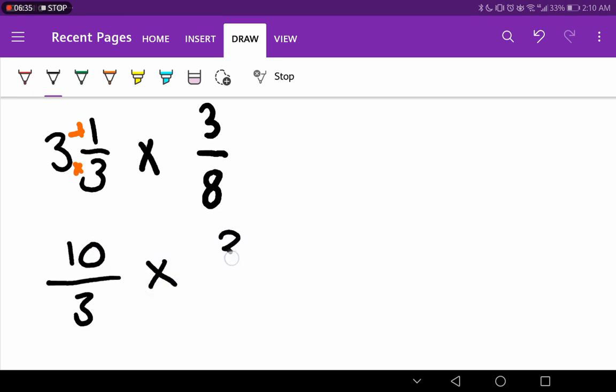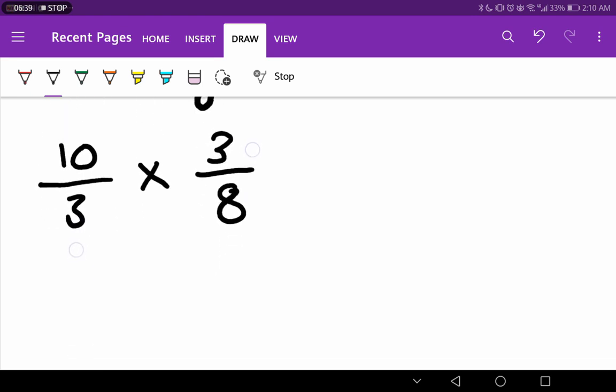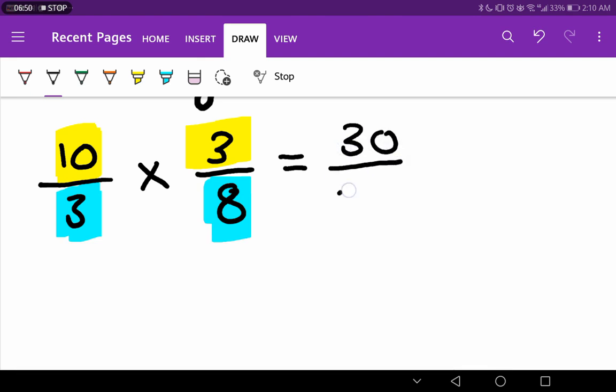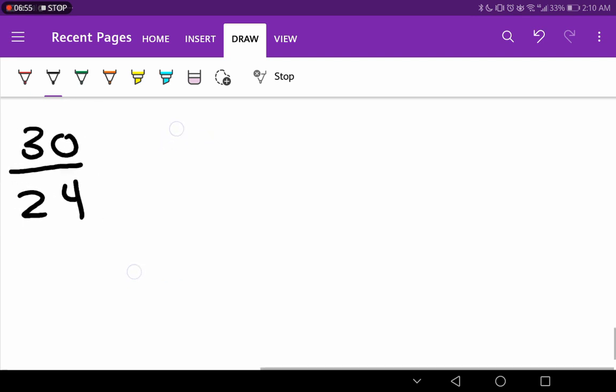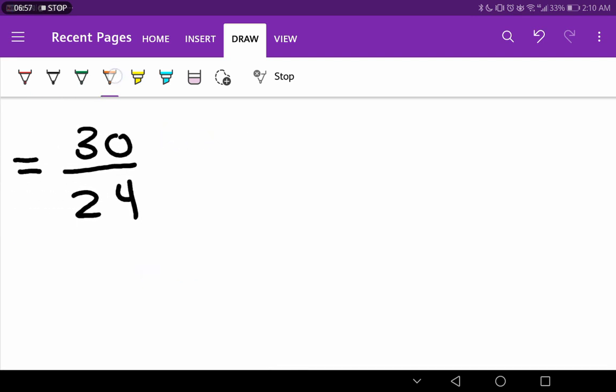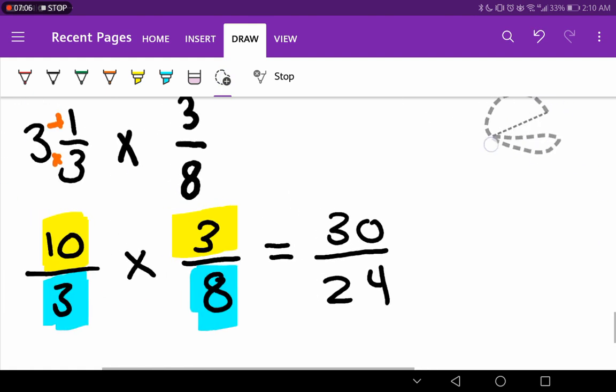Okay, now I'm ready to multiply. And you know how to multiply a fraction, by the way. How do we multiply it? Up with up, down with down. Easy, teacher. Yes, it equals 30 over 24. Okay, we come here. Can we simplify this? Now you have to ask the magic number. Okay, I will bring the 2 and ask it.